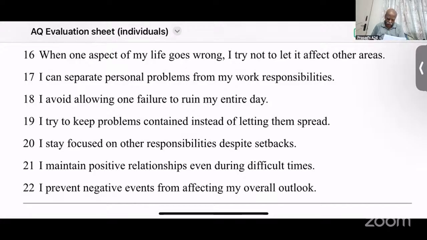17th, I can separate personal challenges from my work responsibilities. 18th, I avoid allowing one failure to ruin my entire day.